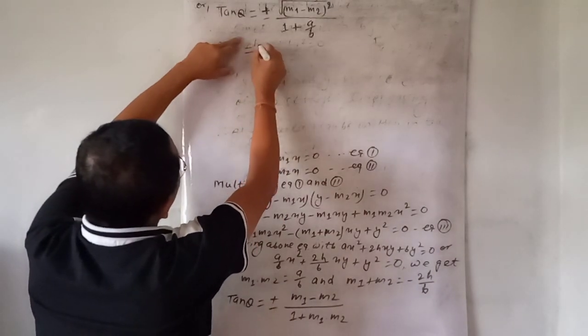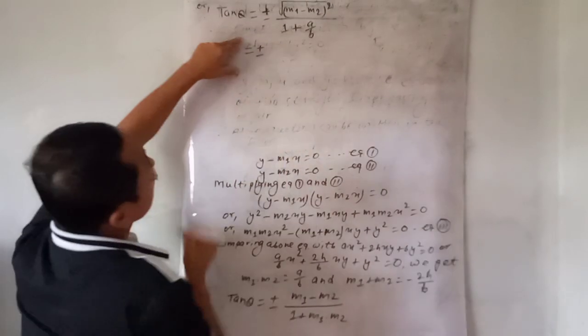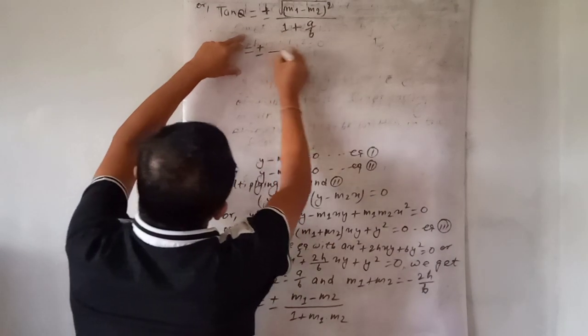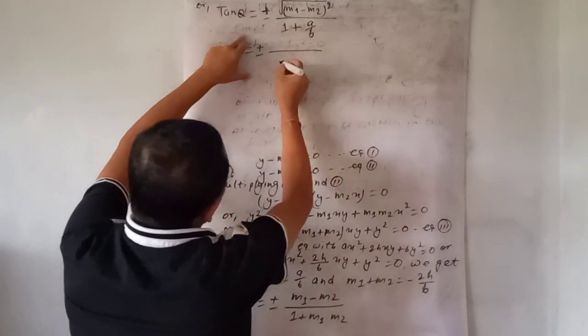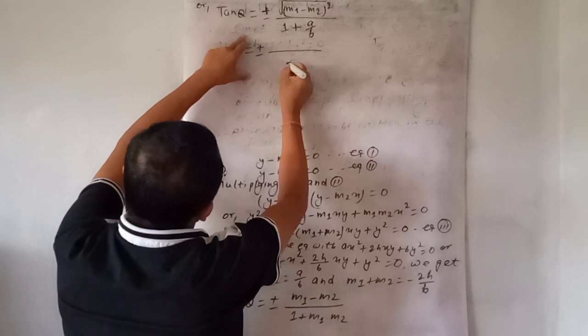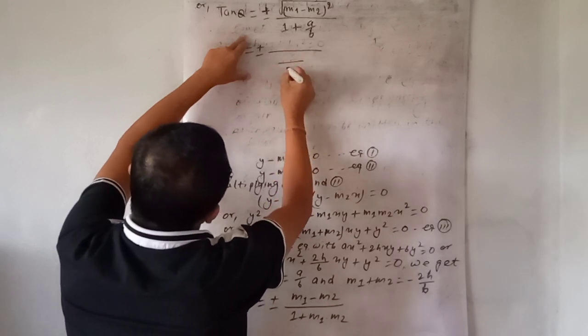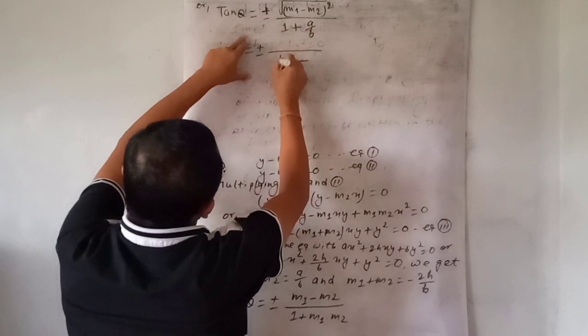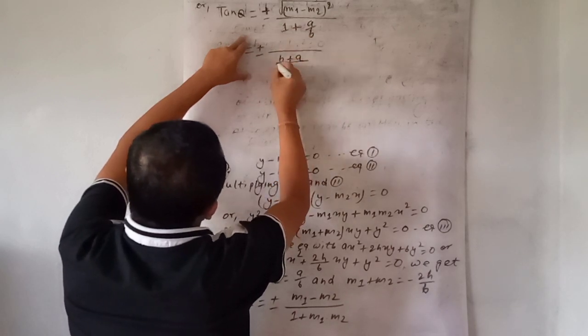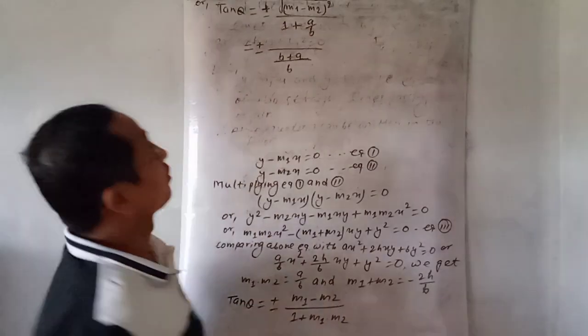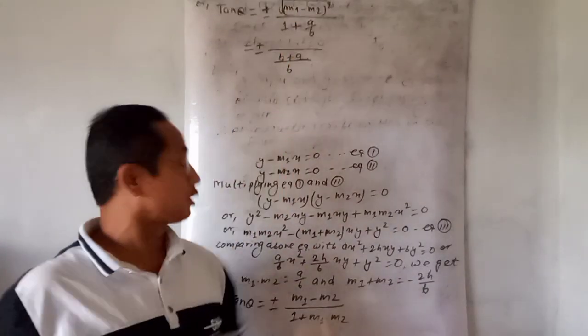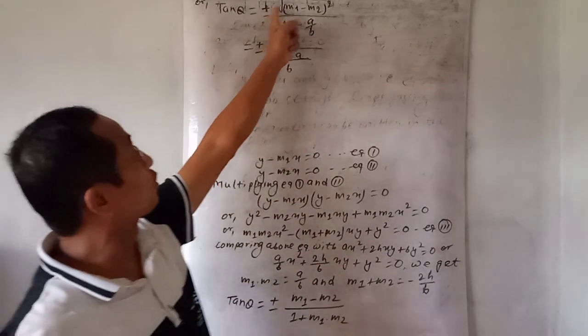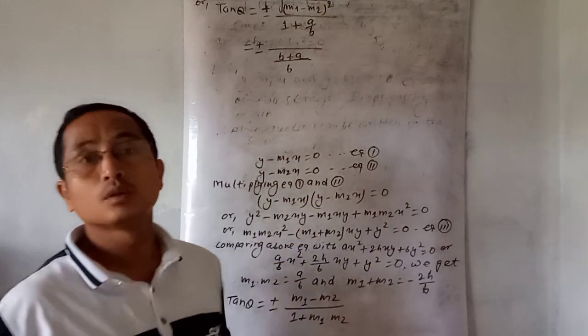Plus minus. 1 plus a by b, if you take the LCM, it will be b, so b into 1 means b plus a. And in the upper part, we have the square root of m1 minus m2 of whole square.